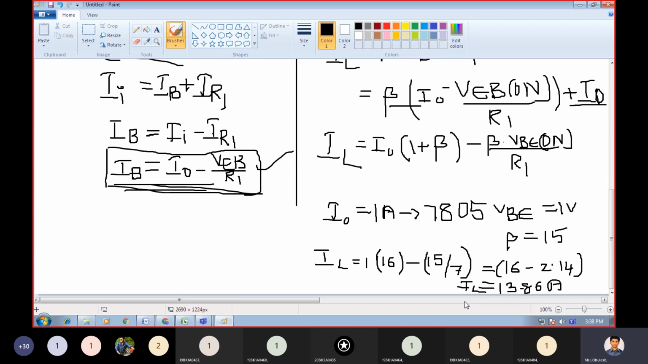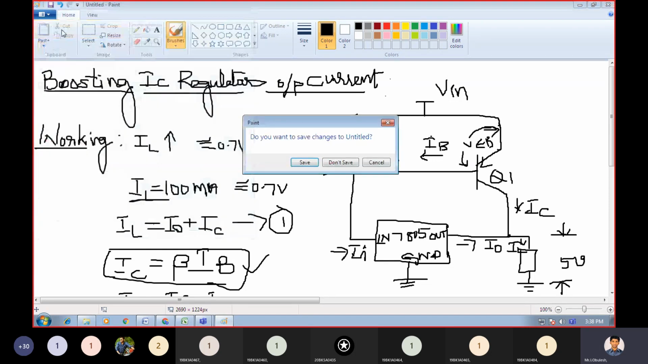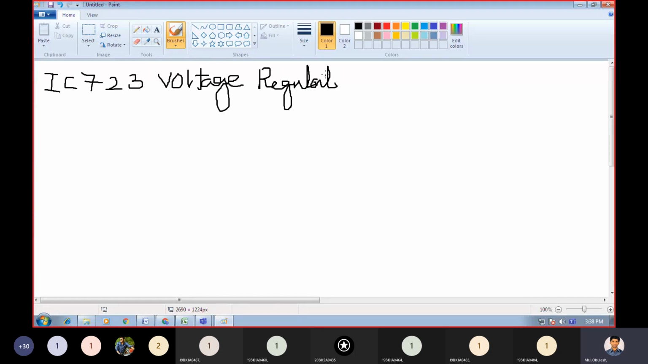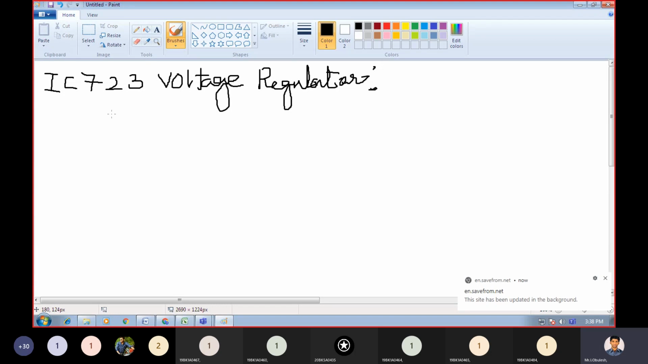Then next we need to discuss the IC 723 voltage regulator, or 723 voltage regulator. For this, first we need to draw the diagrams.